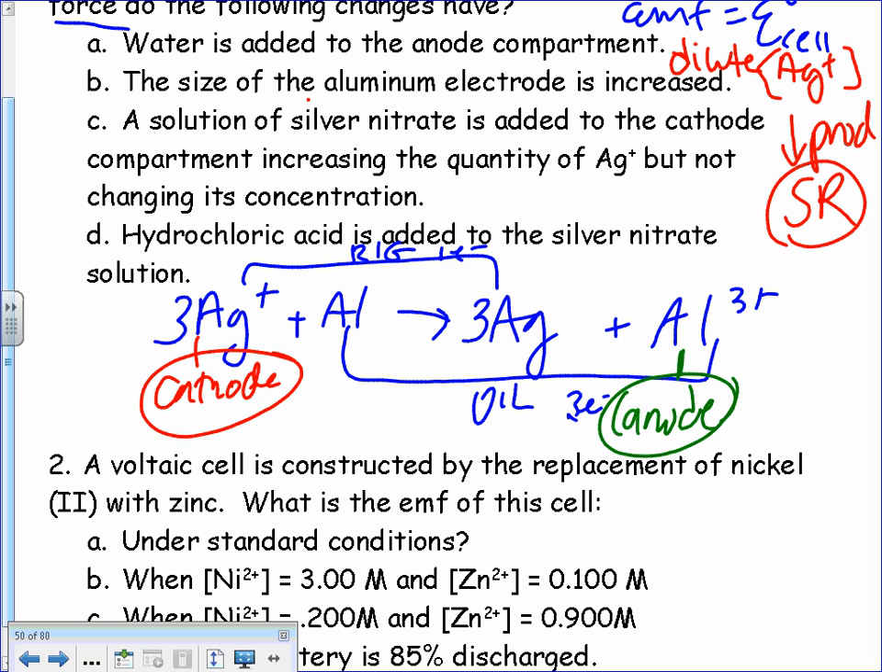So an intensive property, I think this is under B, yeah, is what we would describe E cell as, and that would be a good way to describe why the mass doesn't matter in this case.